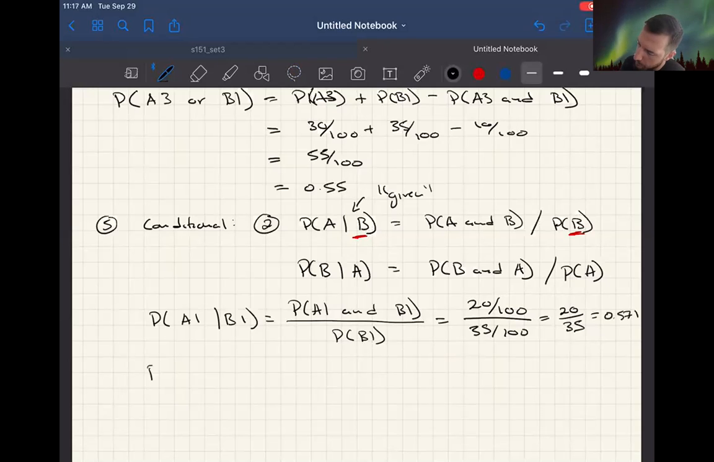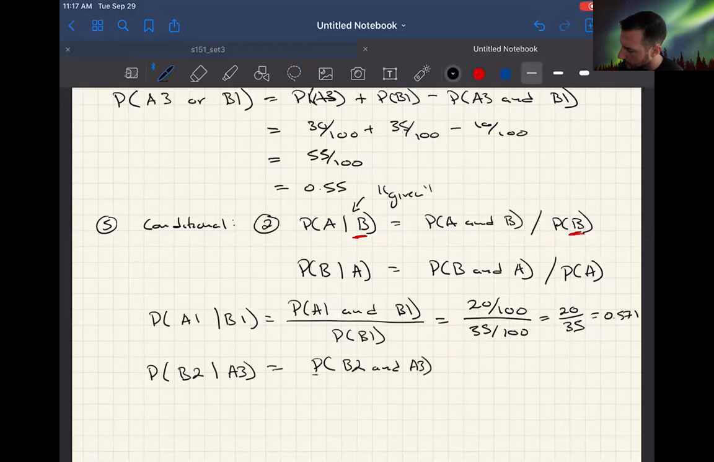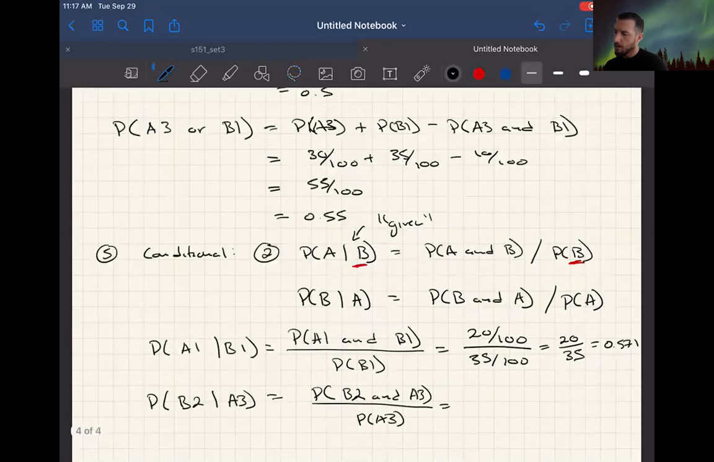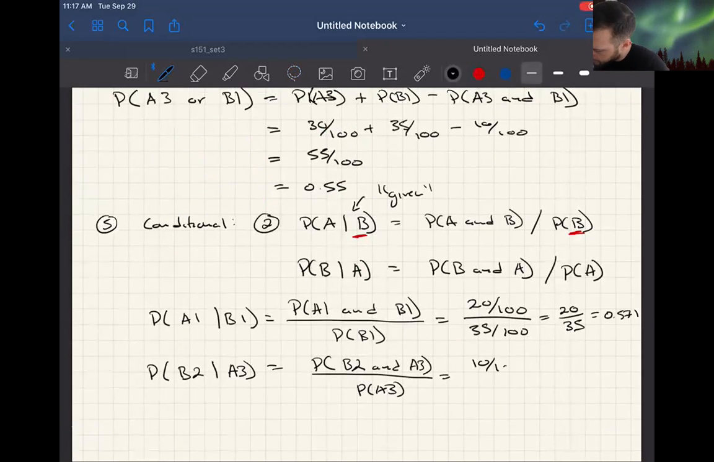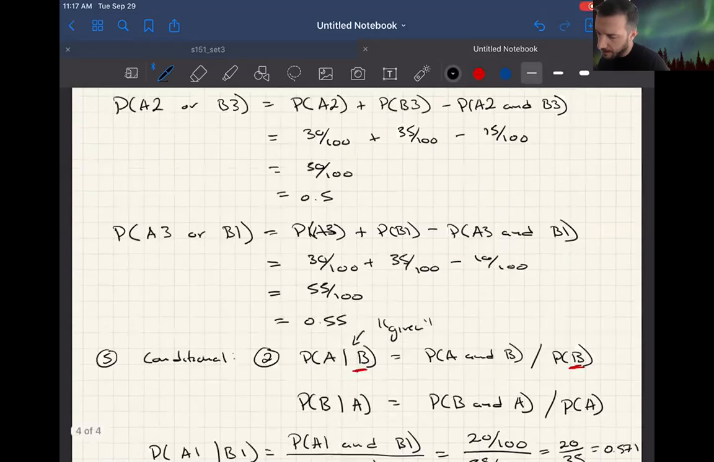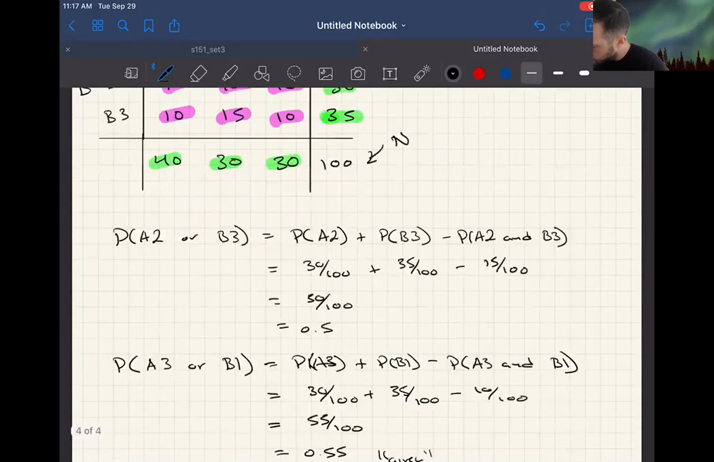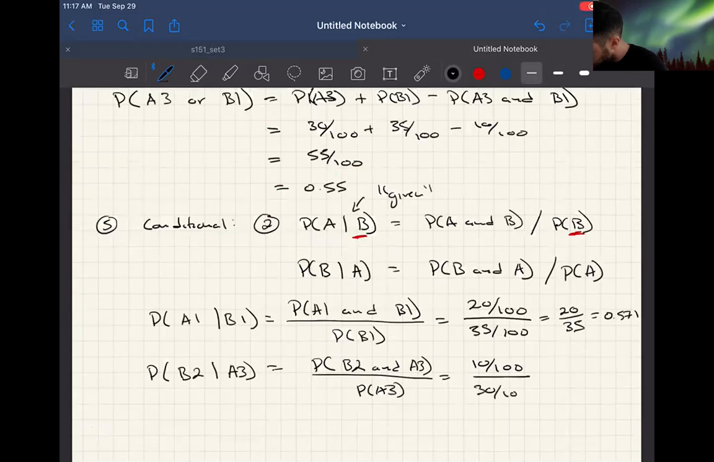All right, if we were to do the probability of B2 given A3, we would have the probability of B2 and A3 divided by the probability of A3. Okay, so B2 and A3 is 10 over 100 divided by the probability of A3, which is 30 over 100, which is 10 over 30, which is 0.3 repeating.